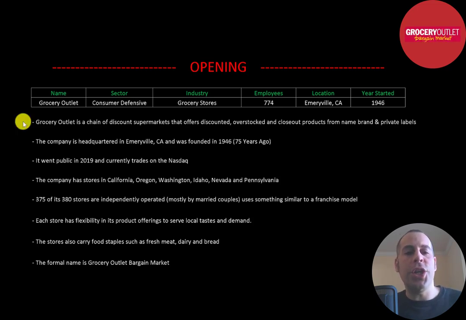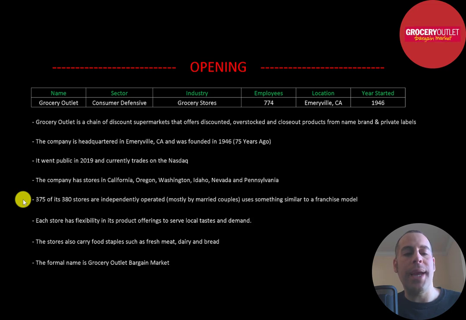Grocery Outlet is a chain of discount supermarkets that offers discounted, overstocked, and closeout products from name brands and private labels. The company is headquartered in Emeryville, California, and was founded in 1946. It went public in 2019 and currently trades on the NASDAQ. The company has stores in California, Oregon, Washington, Idaho, Nevada, and Pennsylvania.